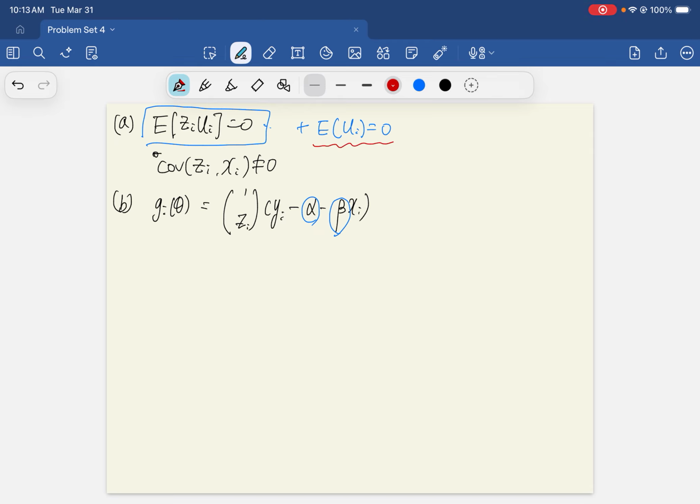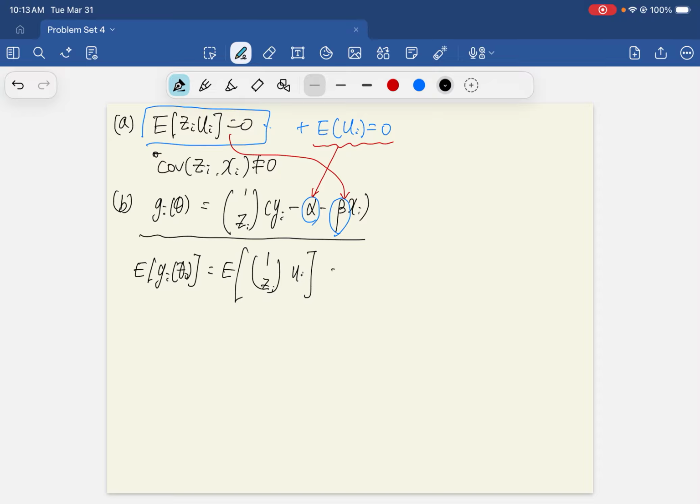And intuitively speaking, this is related to this guy and this is related to this guy. So we learned that as location normalization. So we have a moment function that is pretty straightforward. And then we know the expectation of g at theta 0 is the expectation of (1, z) times u_i, which should be 0 by these two assumptions. Okay, now you have to show that this is unique.